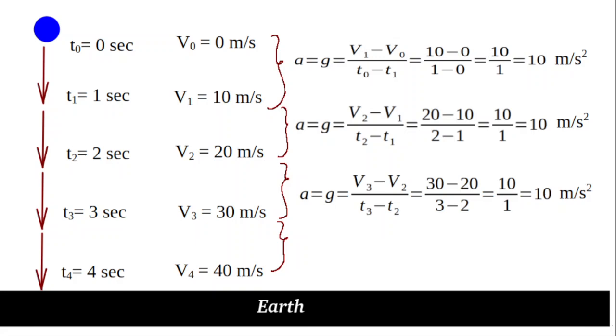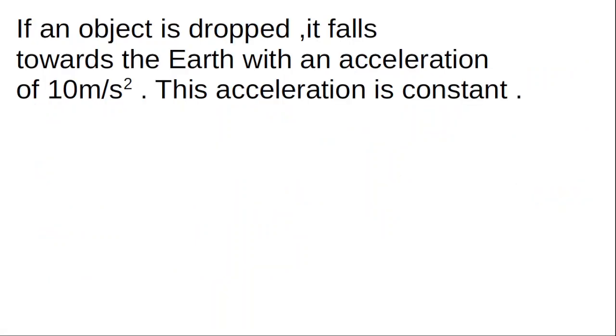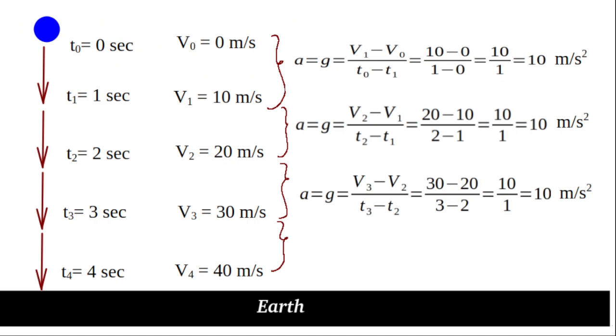See, if an object is dropped, it falls towards the earth with an acceleration of 10 meters per second square. This acceleration is constant, and this is very important for us. Usually on the earth, if you drop a ball from a certain height, at the beginning instant, 0 seconds, the velocity is 0 meters per second, but when time increases to 1 second, the velocity increases to 10 meters per second. Similarly, when time increases from 1 second to 2 seconds, the velocity increases from 10 to 20.